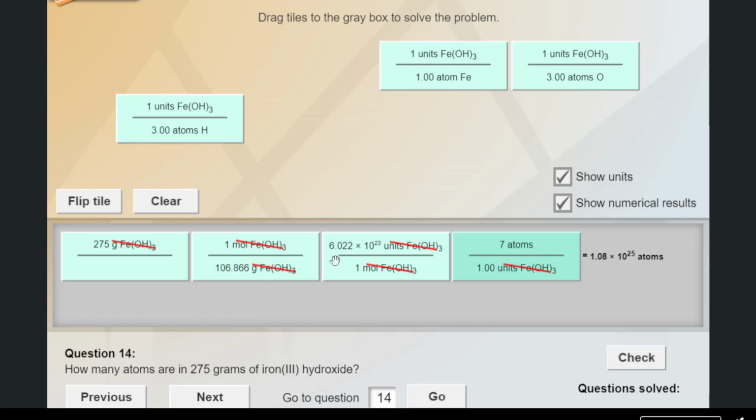Grams cancels, moles cancel, formula units cancel, and that leaves us with atoms, which is what we're looking for. We're trying to find atoms. So 275 divided by 106.866 times Avogadro's number times 7.